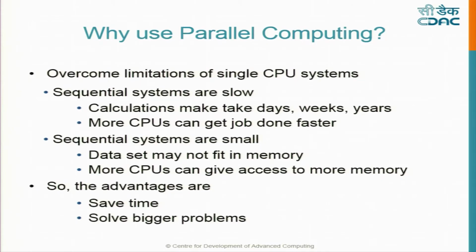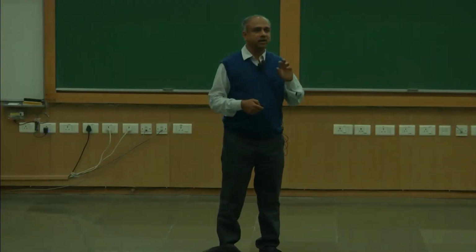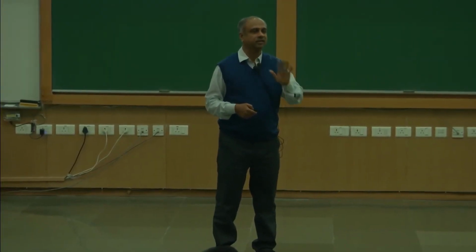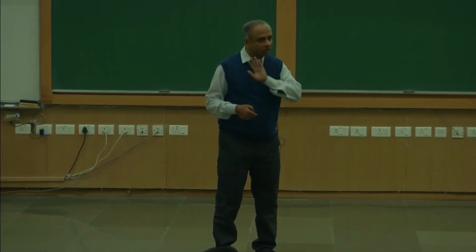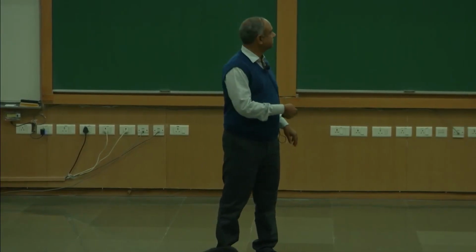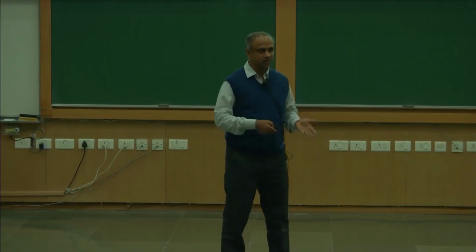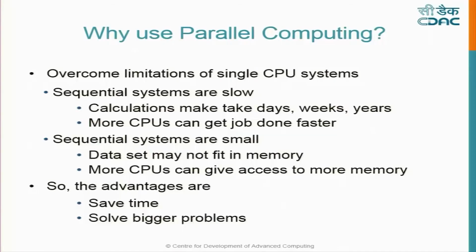There are two problems: one is that it is slow, second is that it is small. Meaning, a 32-bit processor with a 32-bit address can only physically support 4 GB of memory. It cannot go beyond that, which means the data set may not fit in the memory. You have a single processor, so that same problem: not in main memory, so go to the hard disk, and all that problem will come. But if you have more CPUs, each one can have 4 GB, 100 CPUs, 400 GB, so more data.